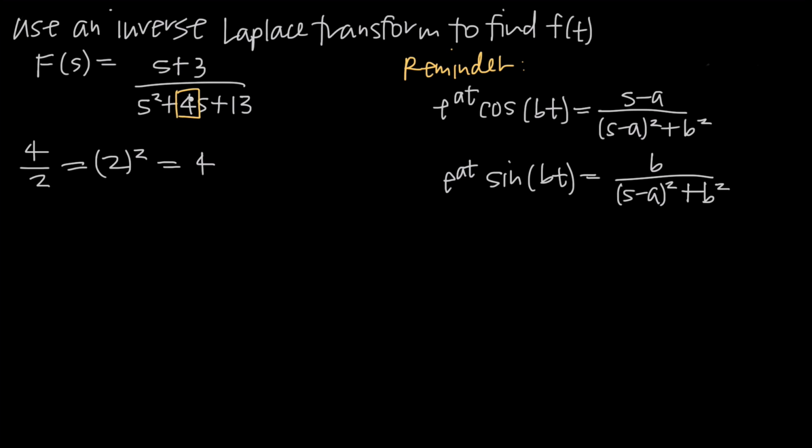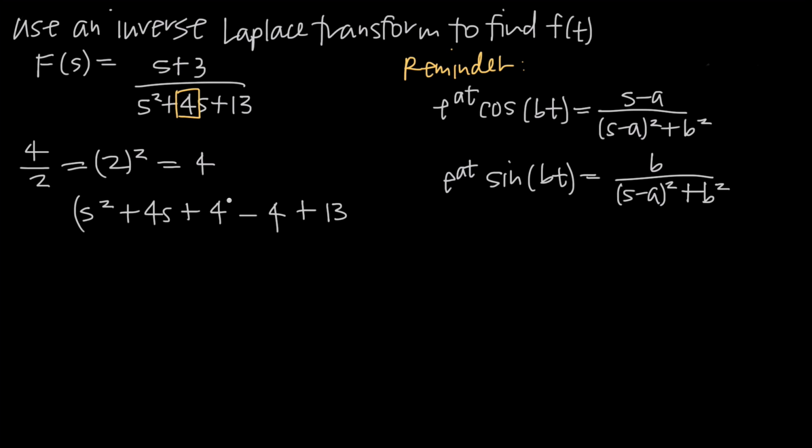So we want to change that denominator. We'll just work with it directly. We want to add in this value, 4. So we'll say s squared plus 4s, and here's where we add in 4. But we can't just add 4 because that'll change the value of the denominator. So when we add 4, we also have to subtract 4, and then we keep our plus 13.